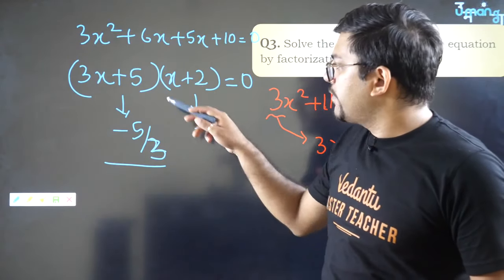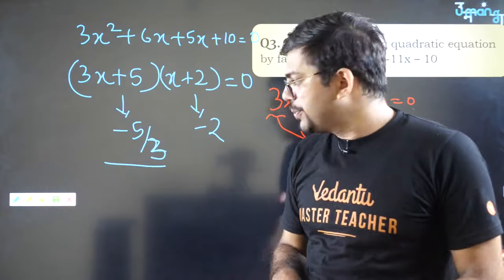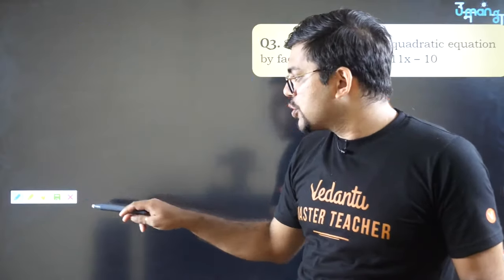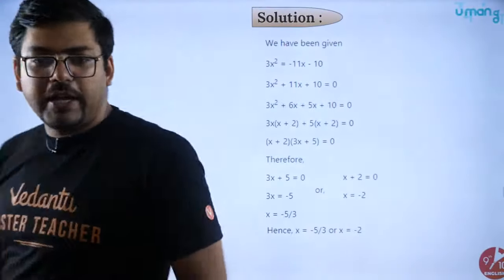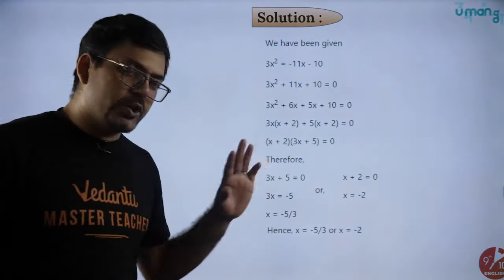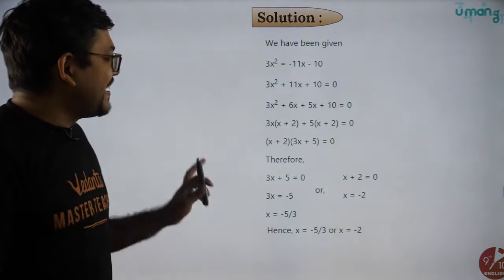So we have got minus 2 and we have got minus 5 by 3. Cool. Let's check the answer as well. So here we go. Minus 5 by 3 and minus 2. Cool. Moving on to the next.